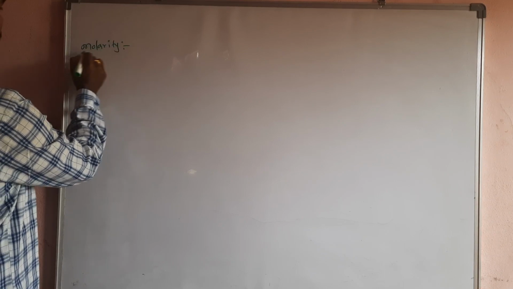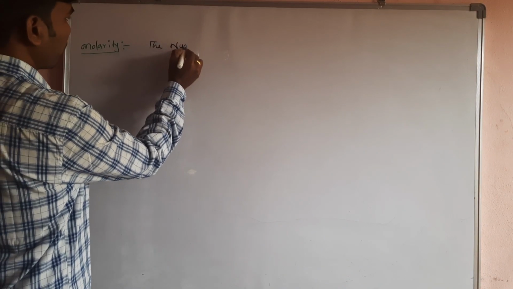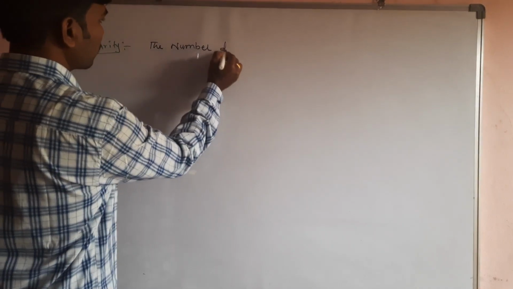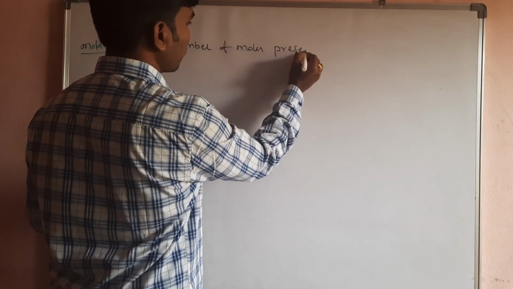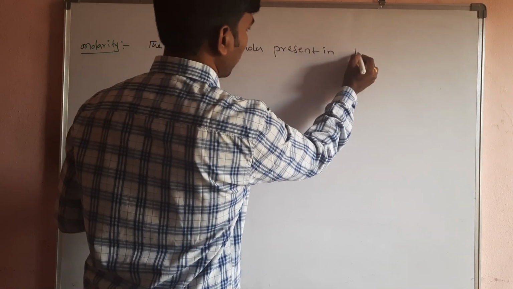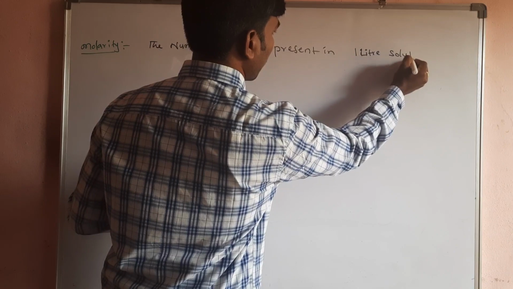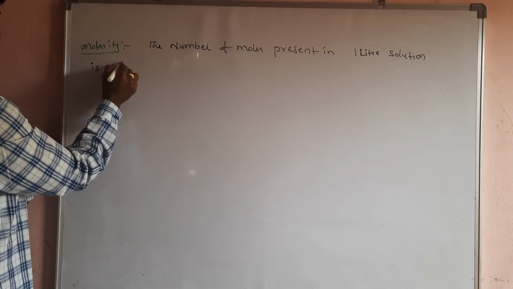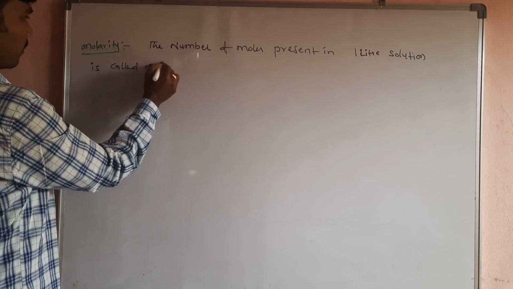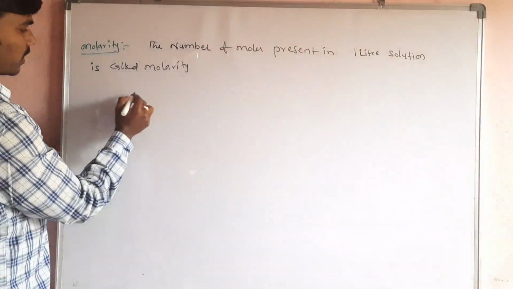What is the definition of molarity and how can we define molarity? Molarity is nothing but the number of moles present in 1 liter solution. 1 liter solution is called molarity. This is the molarity definition, and the formula for molarity is like this.